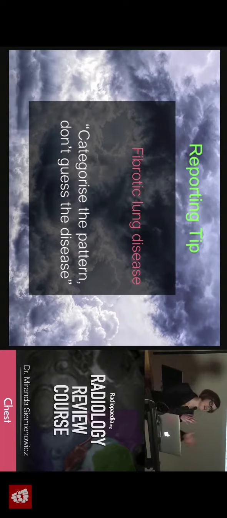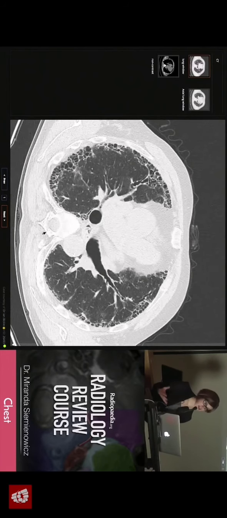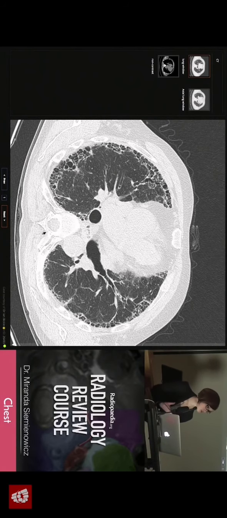Your job is to try and say definite UIP, possible, inconsistent with, and then see if you can take the next step in those second two categories and get any more information out of the case. So you might have a case like this. This is that same one that we've seen. We've got that definite honeycombing. The report is usual interstitial pneumonia pattern fibrotic lung disease.